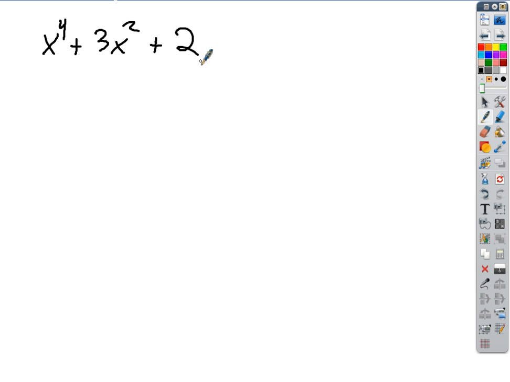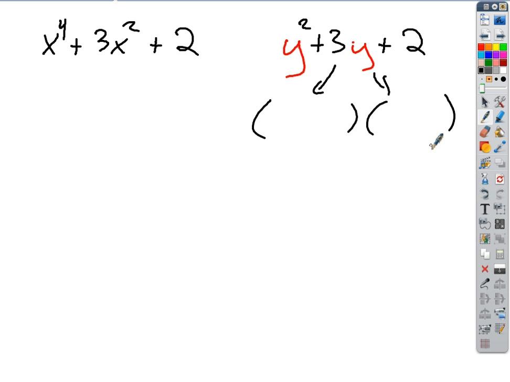In chapter 5, this would have looked instead maybe like this. It would have looked something like, let's call it y instead of x: y squared plus 3y plus 2. That's no big deal. Those were the easy kind to factor in chapter 5 because the number in front of y squared, a, was equal to 1.